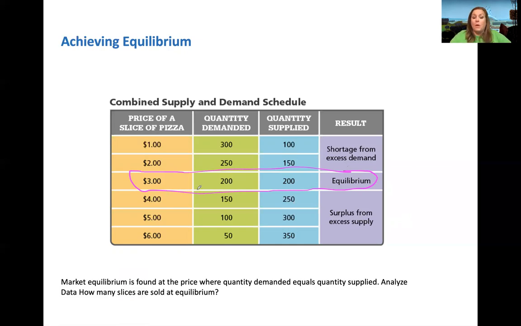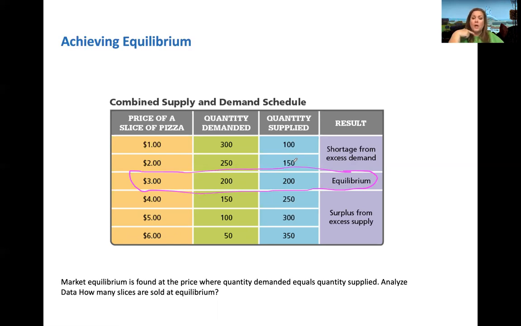If you look at $1 and $2, you can see that demand for both of those price points is higher than supply. We're going to have a shortage. We're going to have customers coming in wanting pizza, and we're going to throw our hands up and go, sorry, we don't have any more. And you might think, oh, well, that's good. We sell everything. No, if you're a business and customers are constantly coming in and you don't have the item, what are they going to do? They're going to go find some place that does have it, and you're going to lose customers.